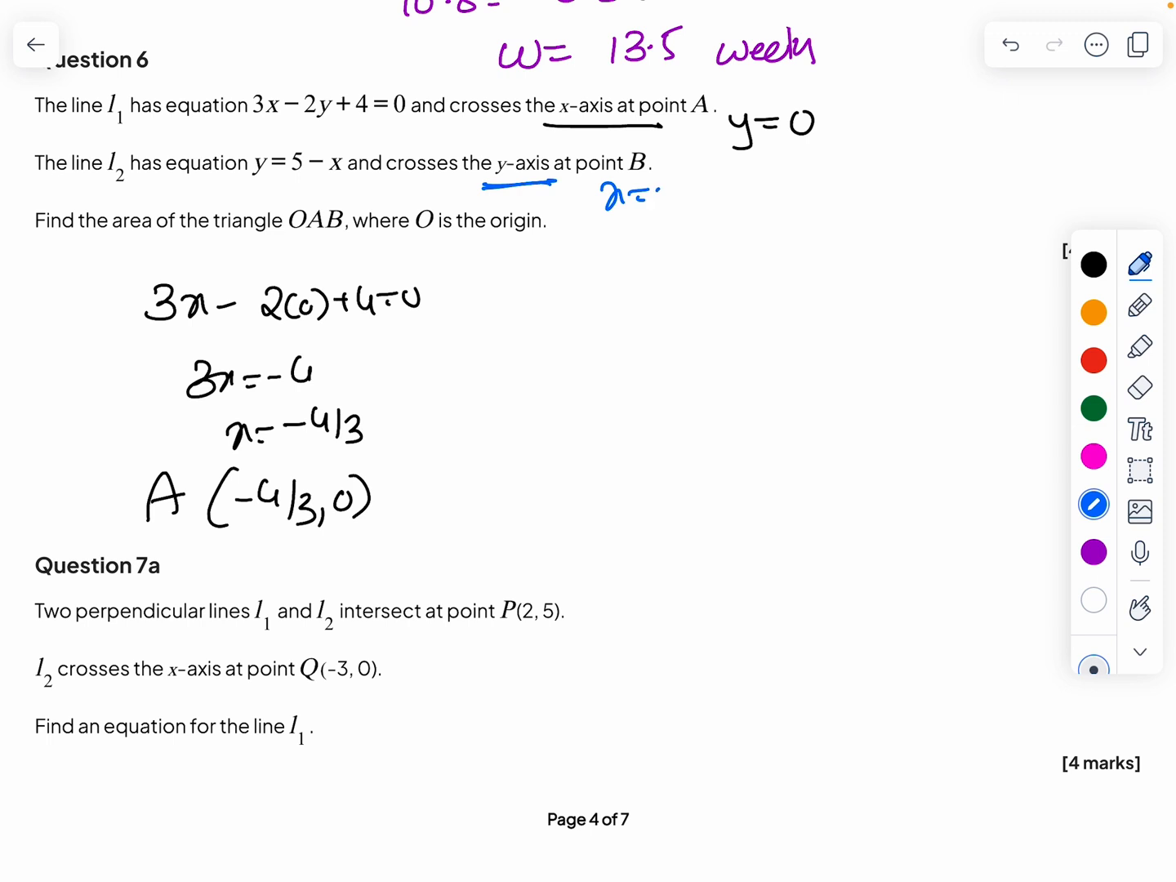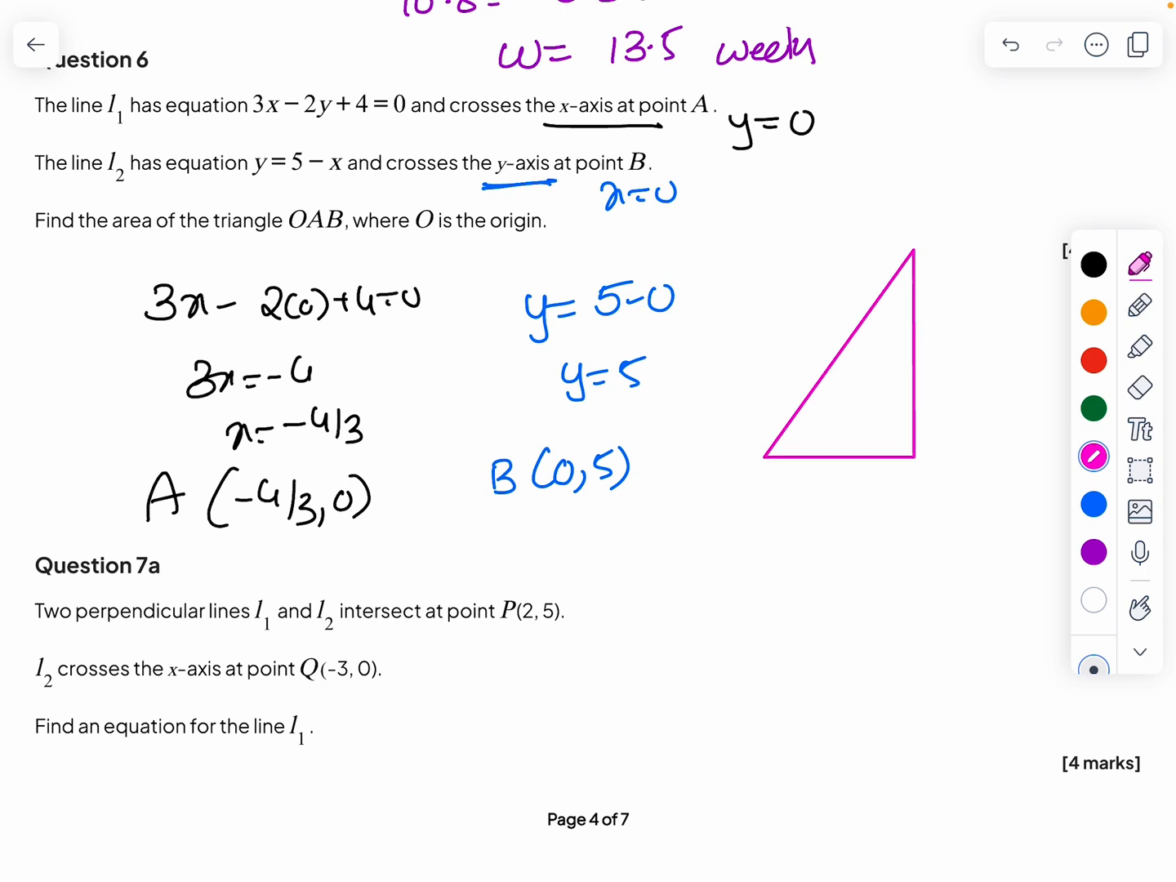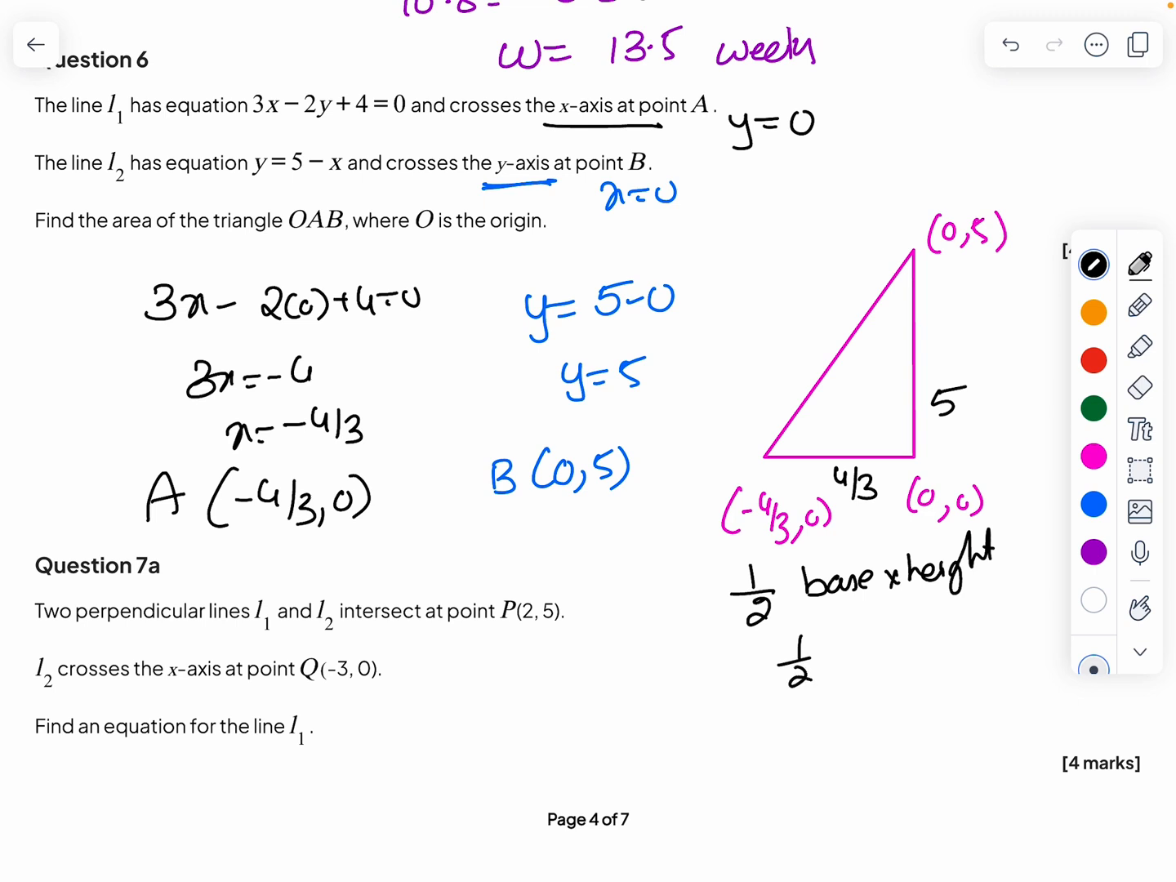Y-axis means x equals 0. y equals 5 minus 0. y equals 5. So 0 comma 5, which is B. Find the area of the triangle. If I try to draw the triangle, this is minus 4 upon 3 comma 0, this is 0 comma 0 and 0 comma 5. So this distance is 4 by 3 and this distance is 5. Half times base times height. Half times base 4 upon 3 times 5, which is 10 upon 3 unit square.